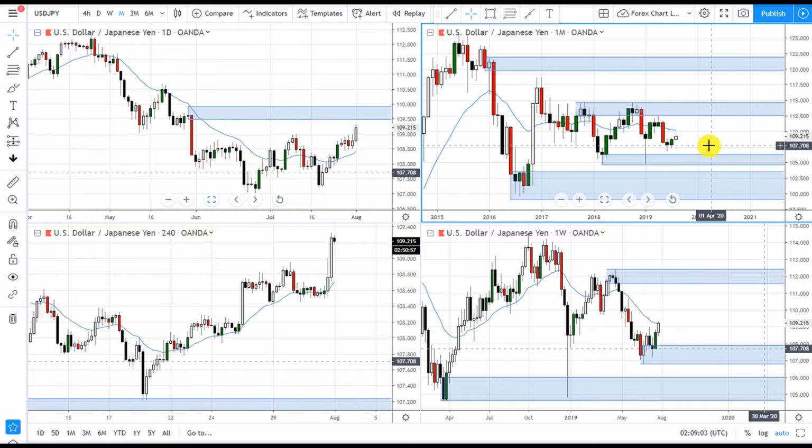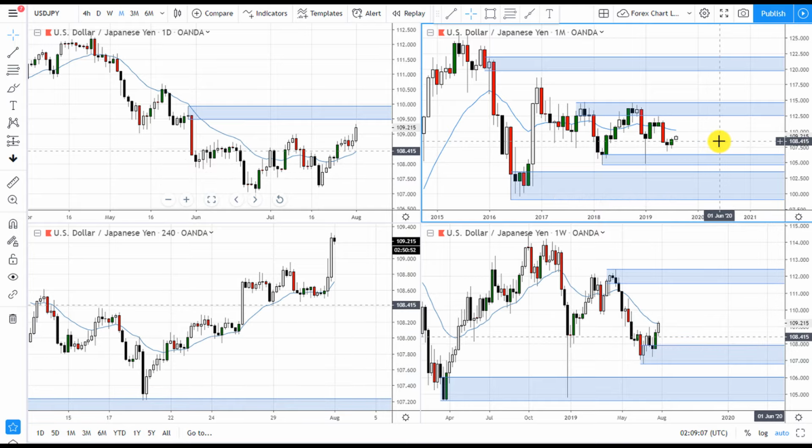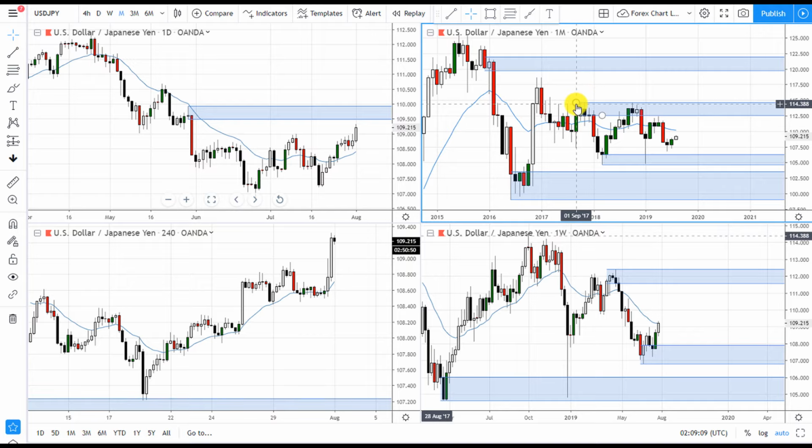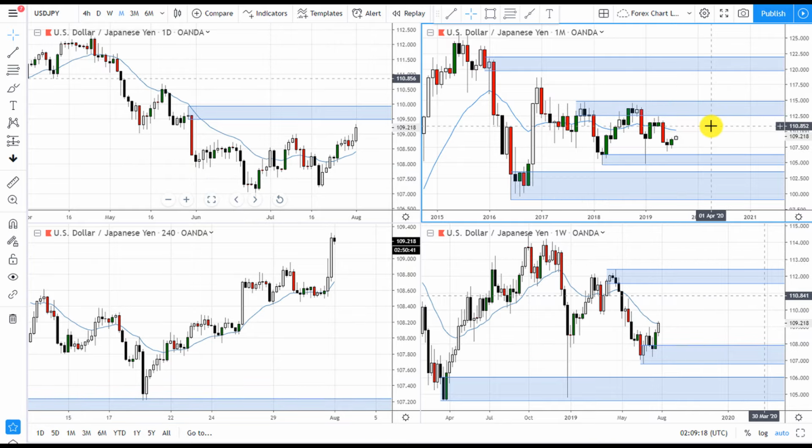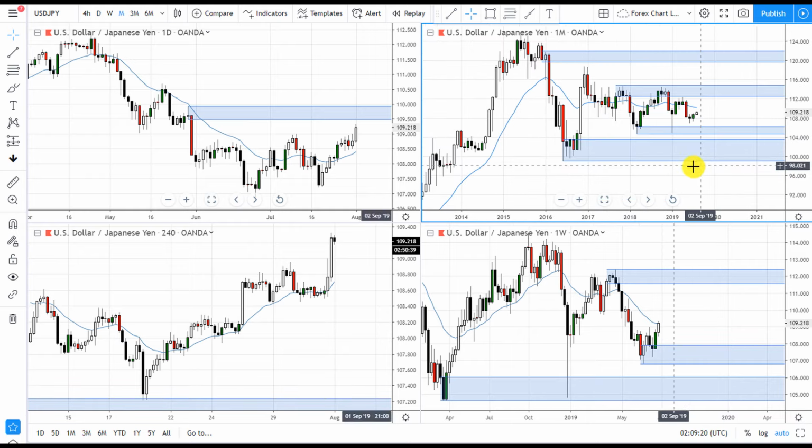And then after you identify your supply and demand levels, you have to kind of rate it to see whether or not it's tradable and whether or not it's high odds or low odds. Okay, so that's what we have on the monthly.